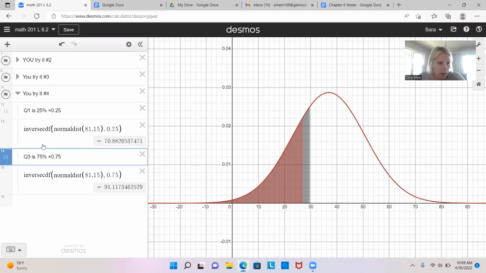So the 25%, we're using the inverse CDF because we know the area to the left is 25%. So that marking is 70.88 on the exam. So 25% of the students scored less than 70.88, and it looks like 75% of the students scored less than 91.11.